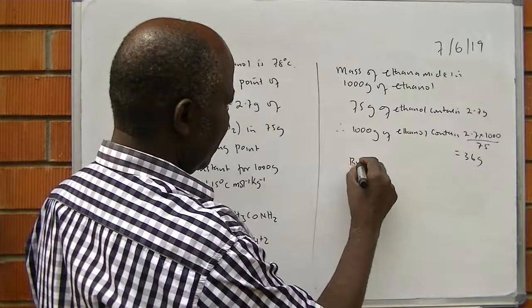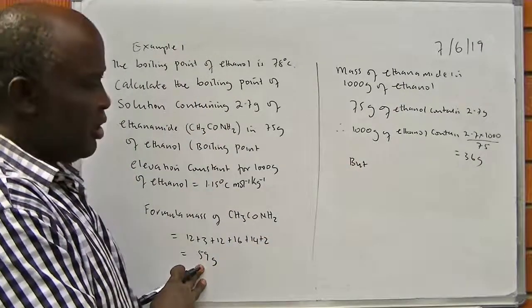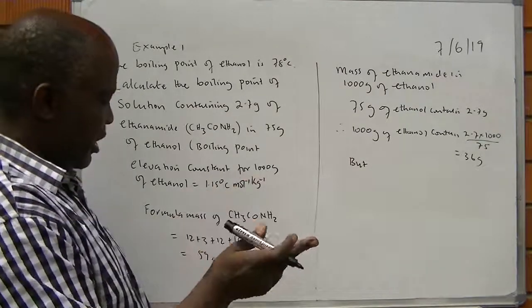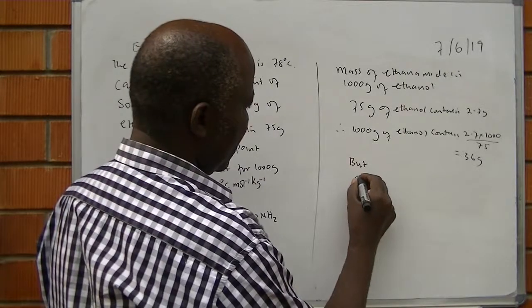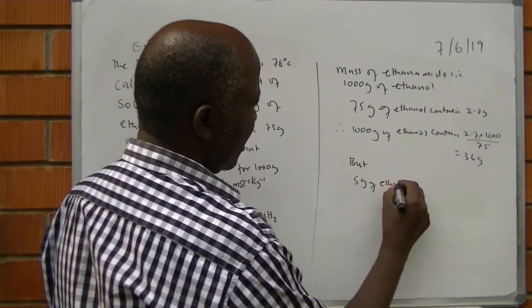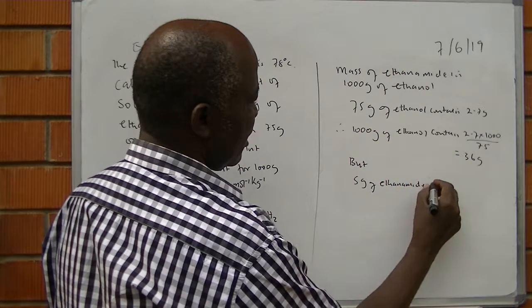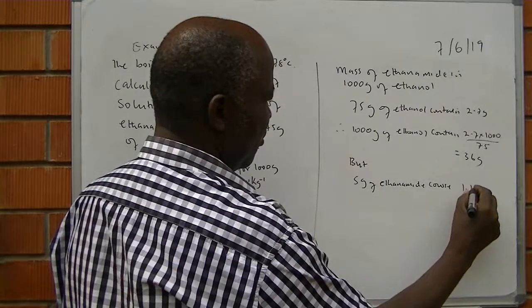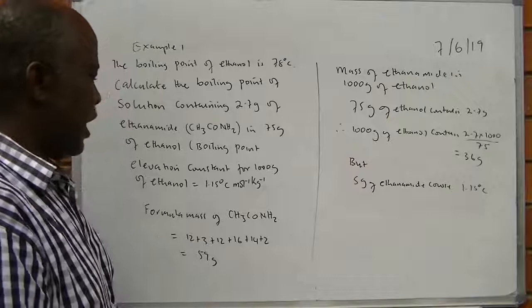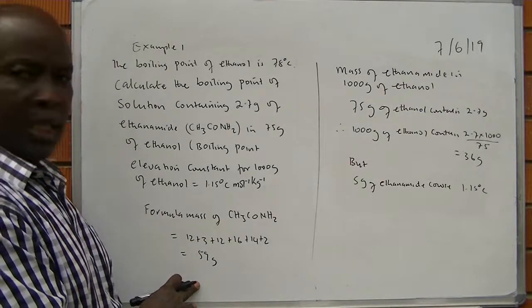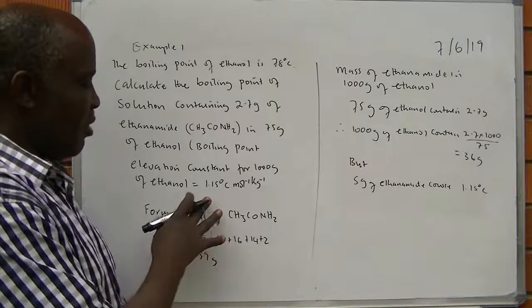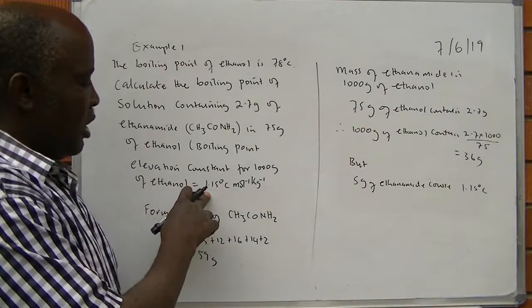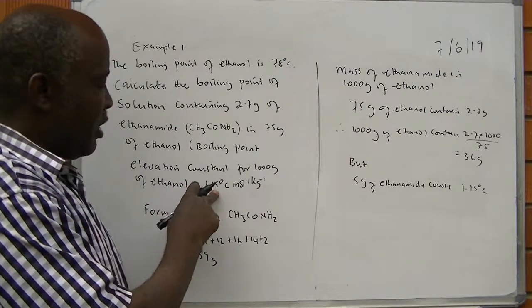But 1 mole of a solute causes the boiling point elevation constant, but 59 grams of ethanamide cause an elevation of 1.15 degrees Celsius. 1 mole of a solute in 1000 grams of a solvent will cause an elevation of Kb, or boiling point constant. In this case, it is 1.15.